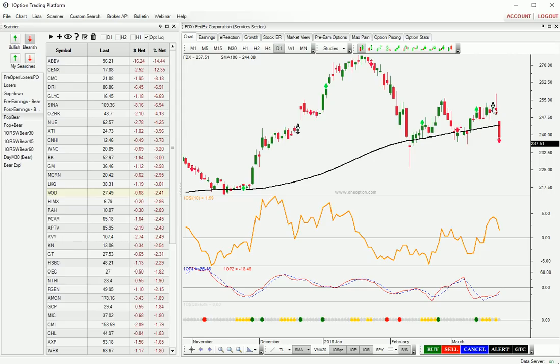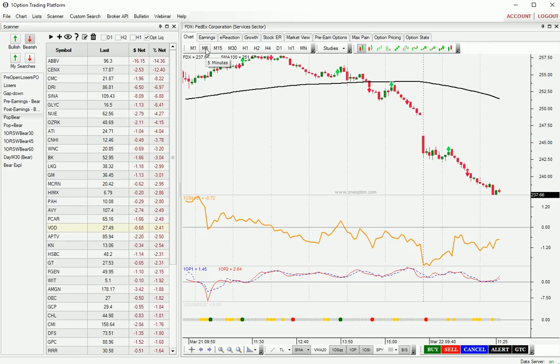FedEx here, earnings 2 days ago, gaps down through the 100-day moving average today, breaks horizontal support. Yeah, that's a pretty bearish one there. You can see the decline has been pretty steady today. Let's take a quick look at what the S&P is doing.